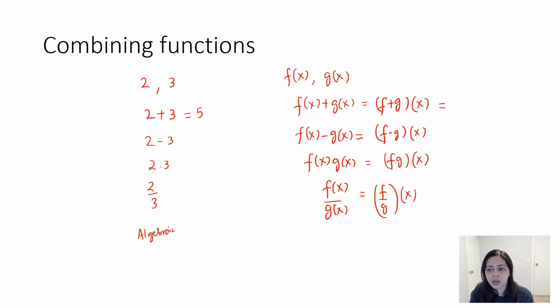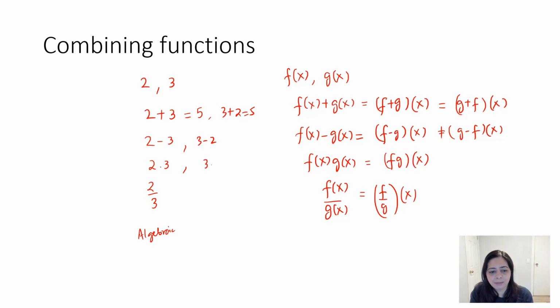In a sum, it won't matter whether you do f plus g or g plus f, just as with numbers: whether you do 2 plus 3 or 3 plus 2, you get the same output. However, in subtraction, if you change the order, you get a different number. Similarly, in functions, if you do f minus g and g minus f, switching their order, they are different functions.